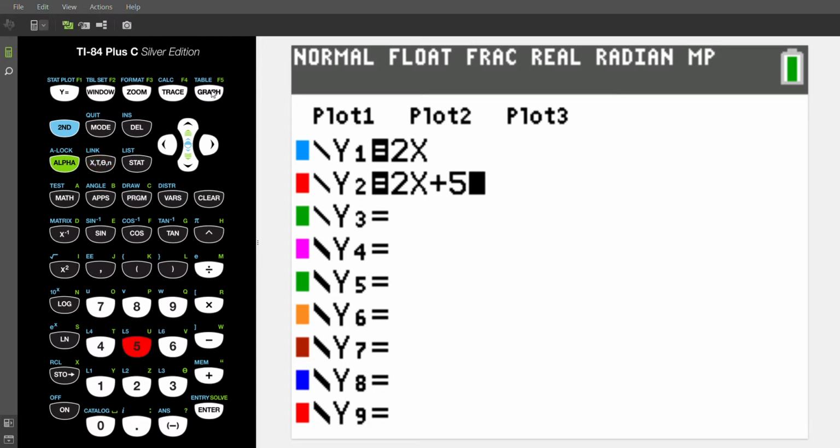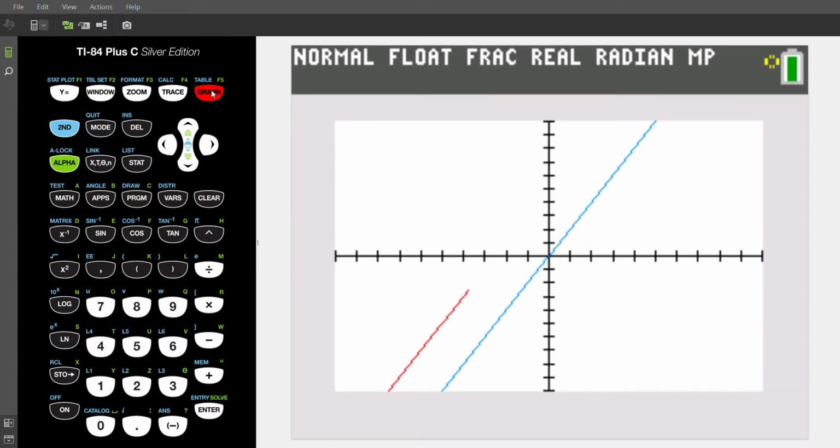graph. So when we graph these together, we can see that it took the place where it was crossing right here at the origin and moved that up 1, 2, 3, 4, 5 places up on your y-axis. So it actually changed the y-intercept.